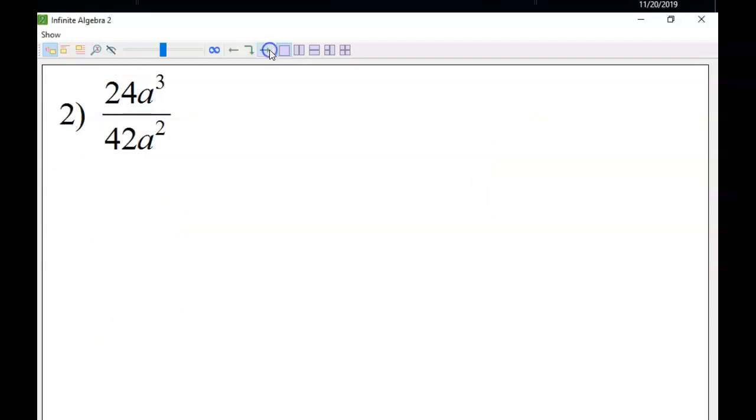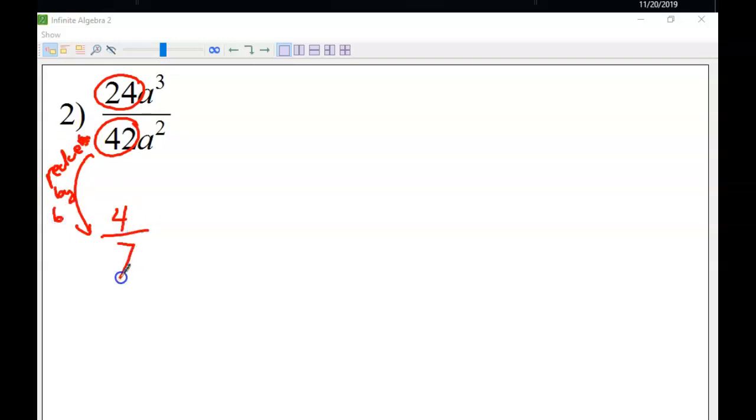Let's do another one real quick just to walk through it. So what's the biggest thing that goes into 24 and 42? 8? No, 8 doesn't work. 6? I think 6 is. 6 goes into 24. Right, reduce by 6, right? Reduce by 6. So that would be 4 over 7.